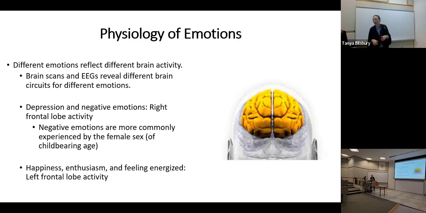Negative emotions are more commonly experienced by people of the female sex. In childhood, boys and girls are pretty much the same for negative emotionality. At puberty, that changes, and people of the female sex experience higher levels of negative emotion. Then that tapers off over time and levels out, I believe after menopause. So perhaps we could speculate that there's some adaptive value to females of childbearing age having a higher threat sensitivity, being more sensitive to threat. That's ultimately what negative emotions are about.